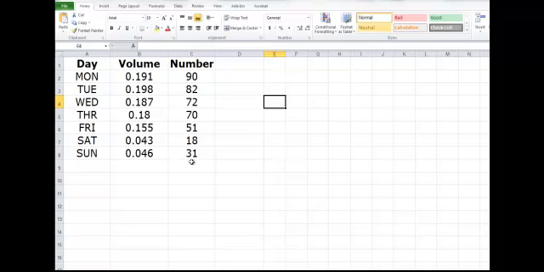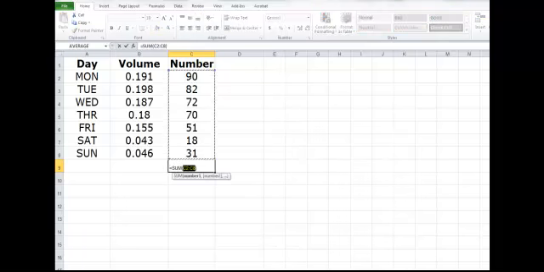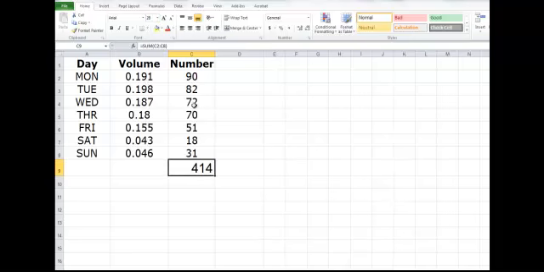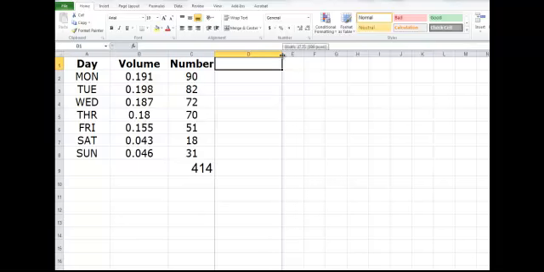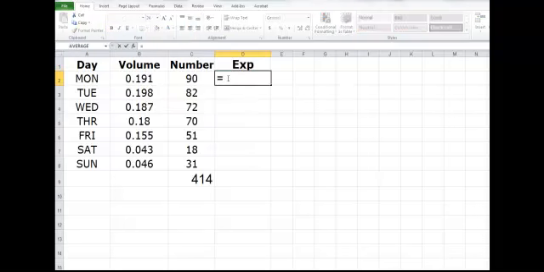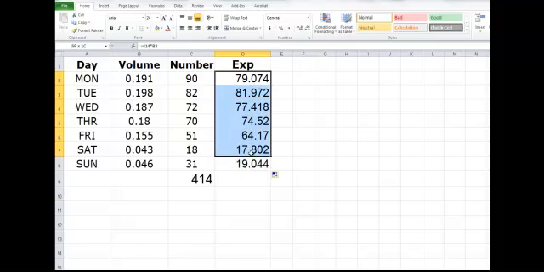Now how do we compute the expected numbers? First we get the sum of the observed numbers. That is 414. So these are the observed numbers, and here are the expected numbers. How would I get them? I put an equal sign, and the total is 414, and I multiply by this proportion, so that we can get the expected number here. The expected number for this is 79.074, and we bring the cursor here, and when we get the plus sign we double click, and here we have all the expected numbers.